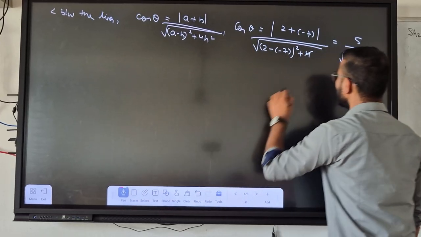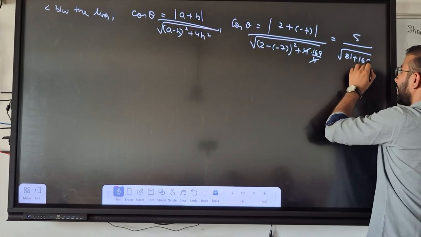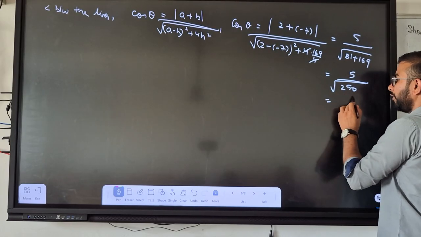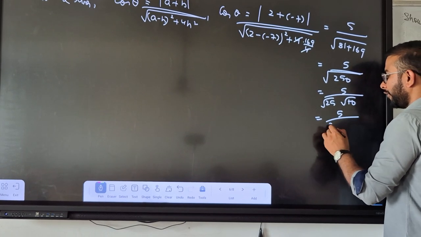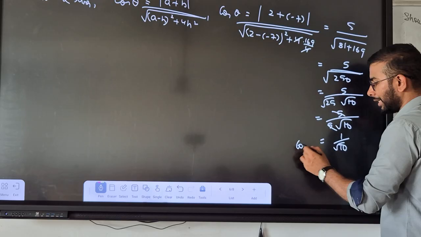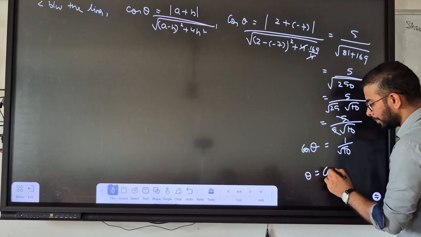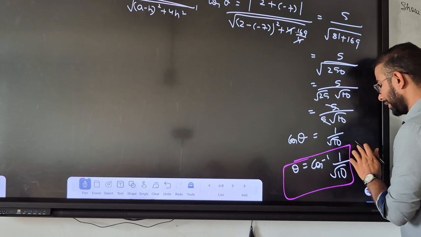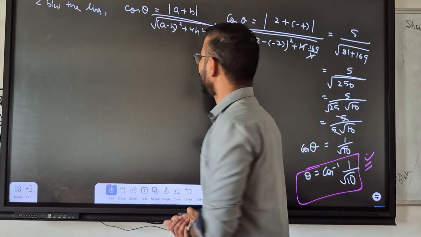So this is 13 by 2. 13 by 2 whole square is 169 by 4, plus 169. So we have 5 upon 250. 250 is root 25, root 10, so 5 root 10. So 1 by root 10 is cos theta. Is cos theta my answer? Absolutely not. The final answer is theta, which is cos inverse 1 by root 10. Just mug up the answer, guys, in case you forget in the exam. Done? Easy? Yes, you are with me.